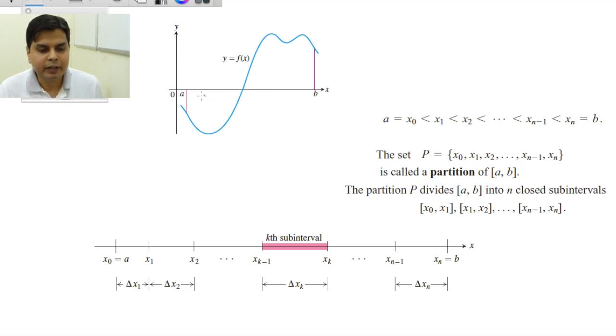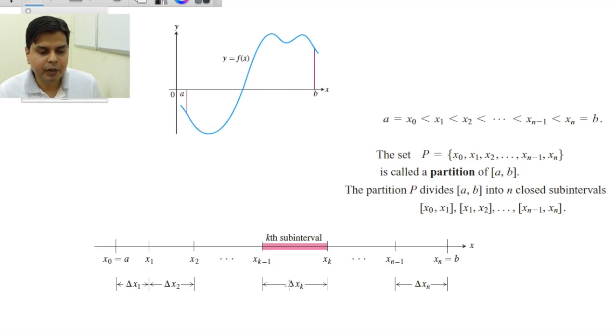To cover this with rectangles, I have to divide this x-axis from a to b into different subintervals. So let's say that I am dividing it into n subintervals, a is equal to x0, x1, x2, up to xn is equal to b. This set is called a partition. Basically, I have partitioned my x-axis from a to b into n parts.